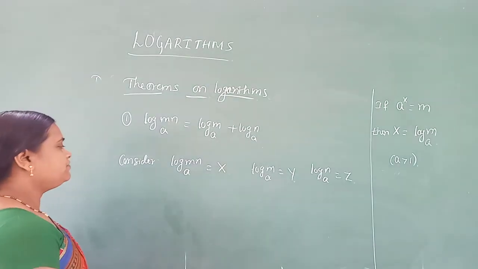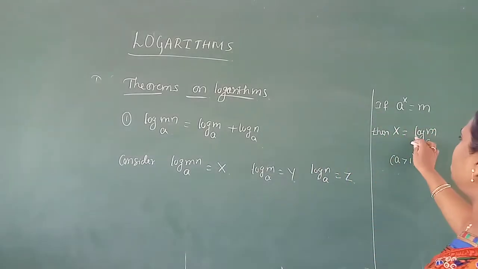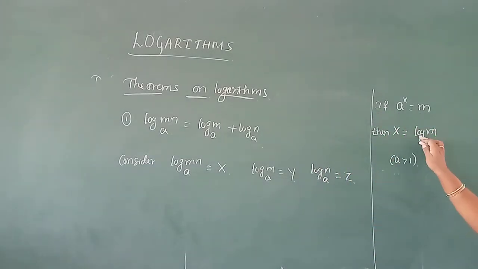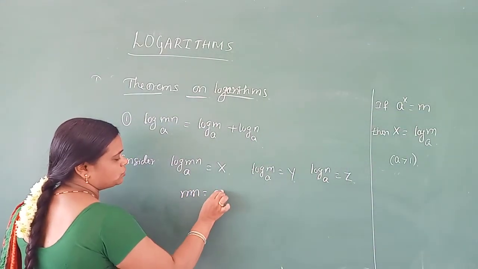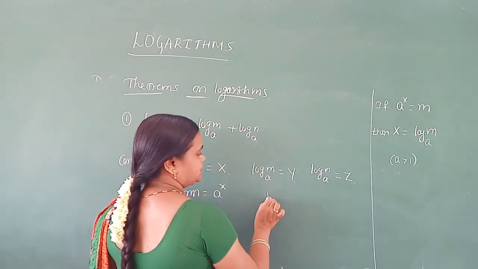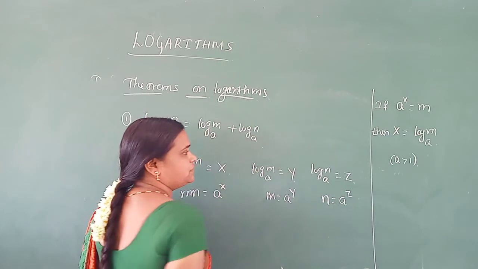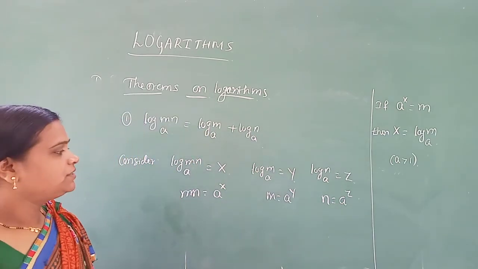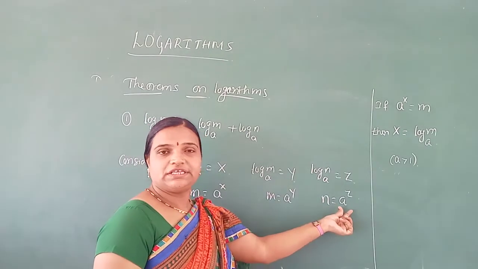Next, by definition of logarithm, just concentrate. By definition of logarithm, x is equal to log mn to the base a, so we can write a to the power x is equal to mn. Therefore, mn is equal to a to the power x. Next, by definition, m is equal to a to the power y, and n is equal to a to the power z. Correct?